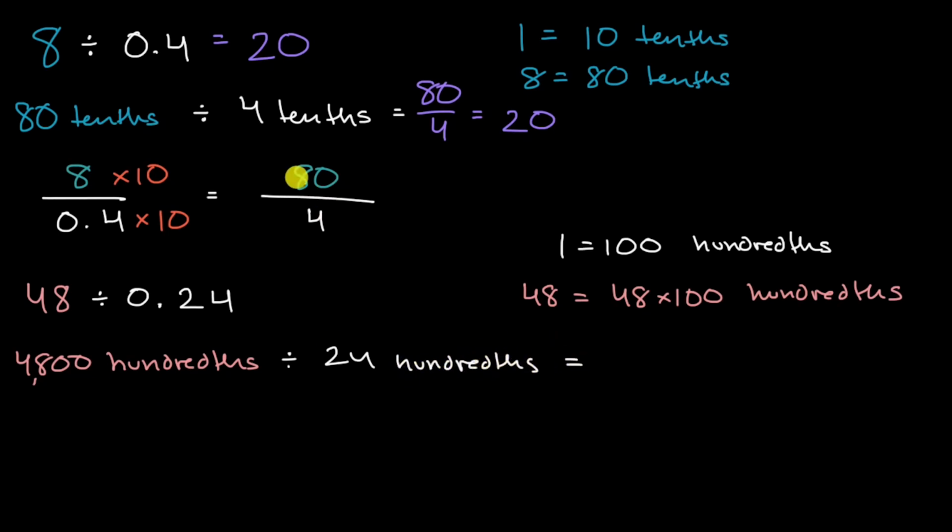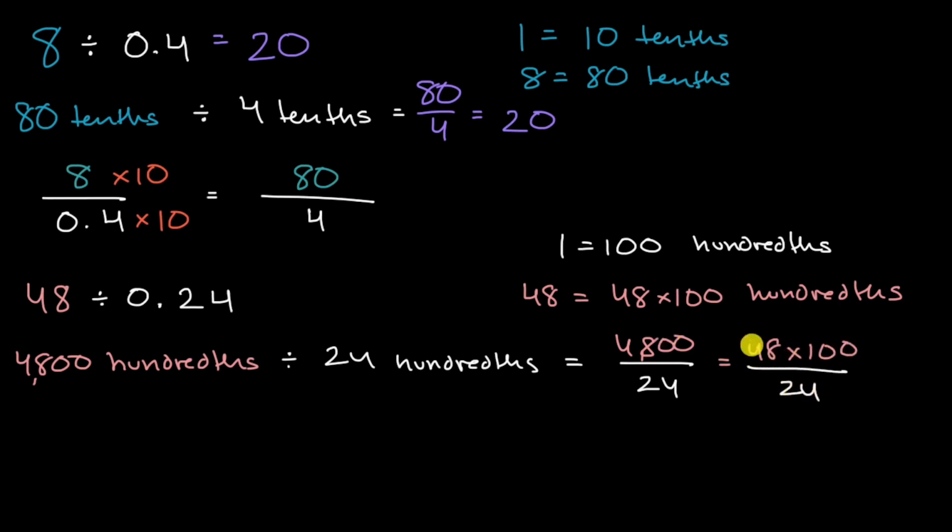Well, same logic as we used up here. If I have 4,800 of something, and if I'm dividing it into equal groups of 24 of that something, well, I'm going to have 4,800 divided by 24 equal groups. So this is going to be equal to 4,800 over 24. We could express 4,800 as, of course, 48 times 100. So this is equal to 48 times 100 over 24.